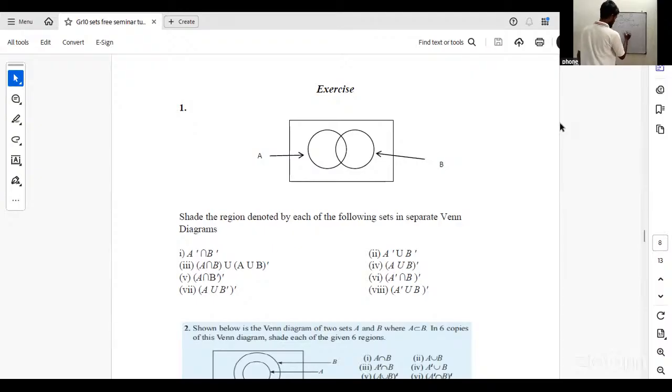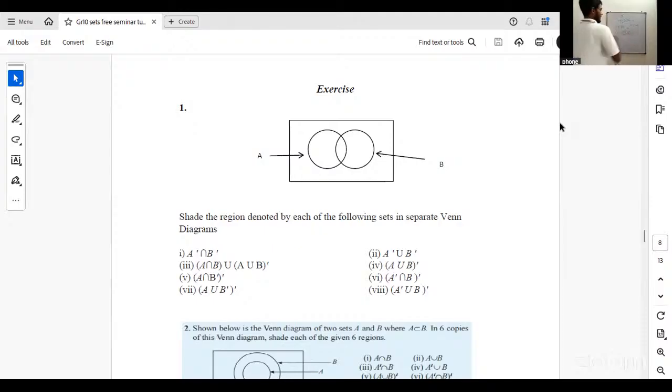A and B, two regions are there, right? So A dash is this one, the ones which do not belong to A, and the ones which belong to B. Union means the region which has at least one tick. So this one, this, and this. You can shade these four regions.